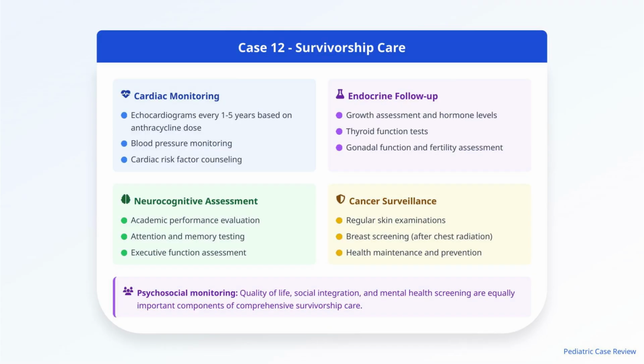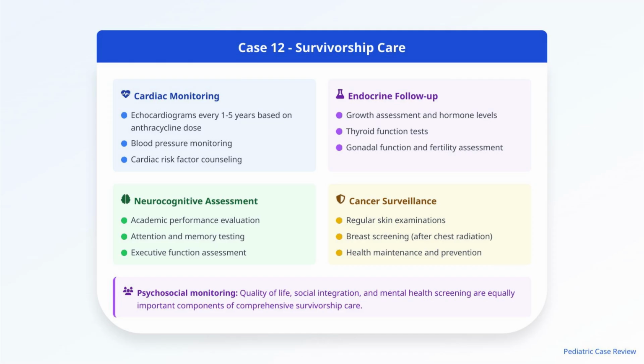Let's look at the comprehensive approach to survivorship care for childhood leukemia patients. Cardiac monitoring should include echocardiograms every 1 to 5 years, with frequency determined by the cumulative anthracycline dose received. Endocrine follow-up is essential to monitor growth, thyroid function, and gonadal function, particularly in patients who receive cranial radiation or high-dose alkylating agents.